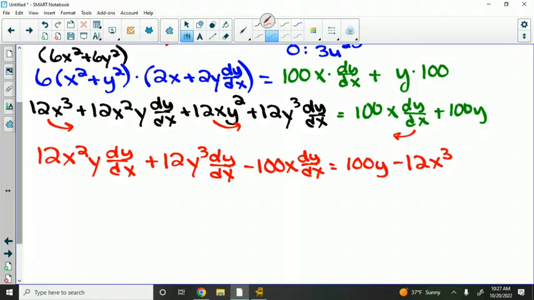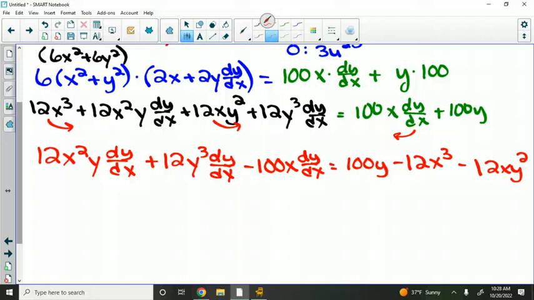And we've got our 4. I missed one, didn't I? Did I miss one? Which one did I miss? Yep, there it is. Thank you. We got 3 dy dx's, 3 non-dy dx's.